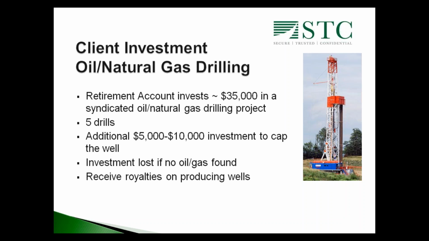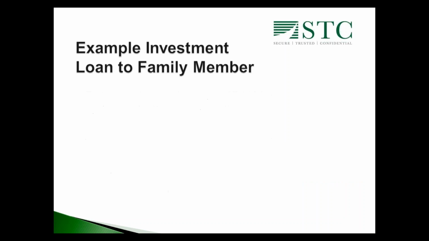So there is certainly risk involved in this, as there are in all investments. If there is a strike and if it is a producing well, then the investors receive royalties on producing wells. This particular client, in this particular investment, had strikes on the first 2 drills. So they had to invest some additional money, and now they are receiving royalties on the production of those 2 wells. So something else you might want to look into if that's of interest to you.